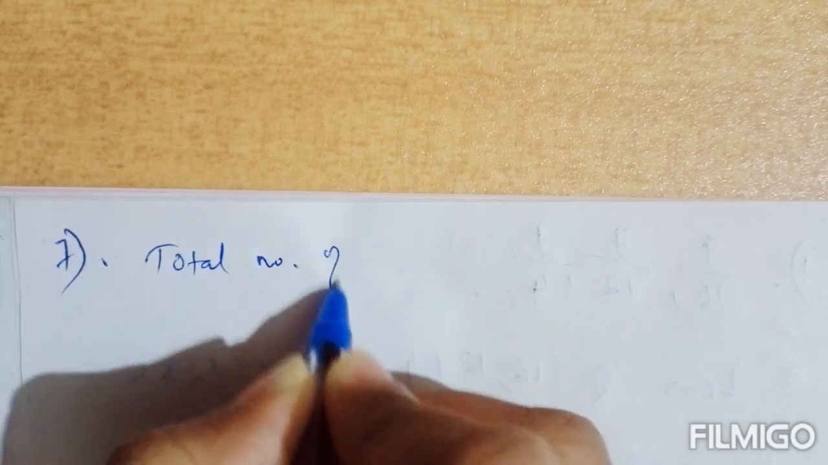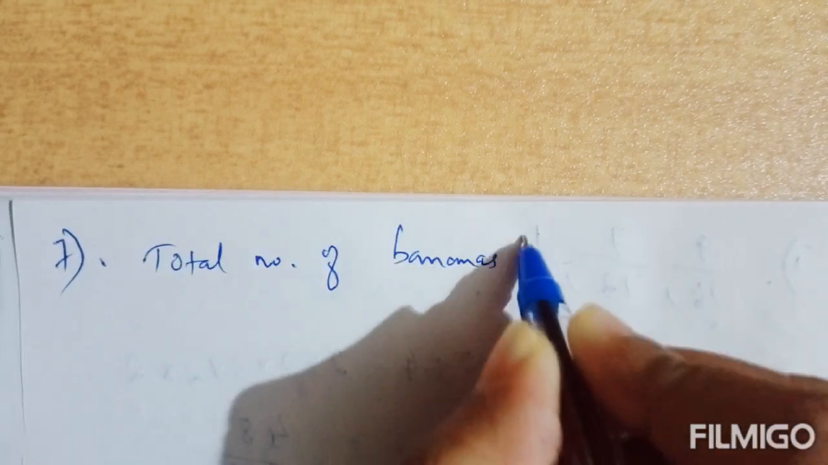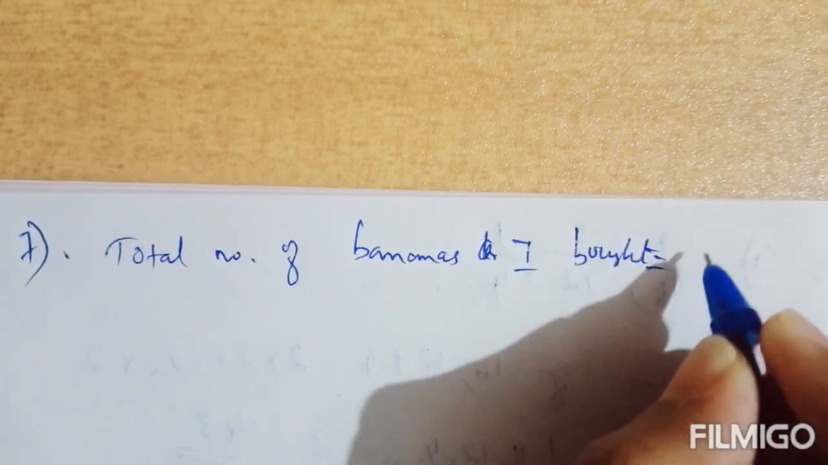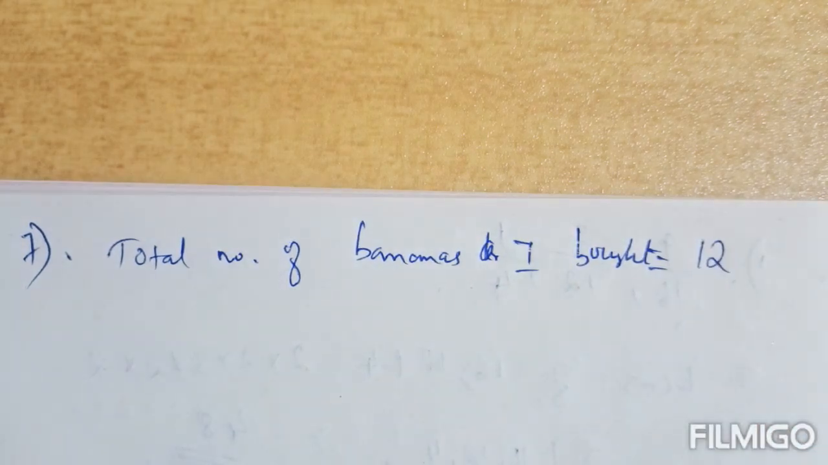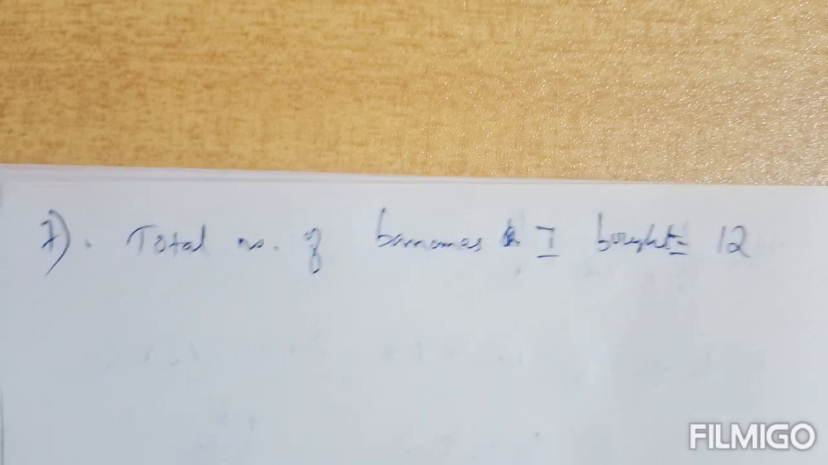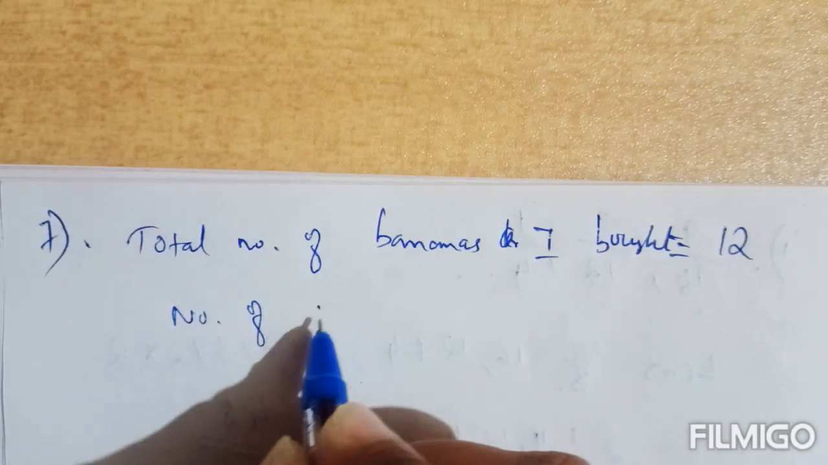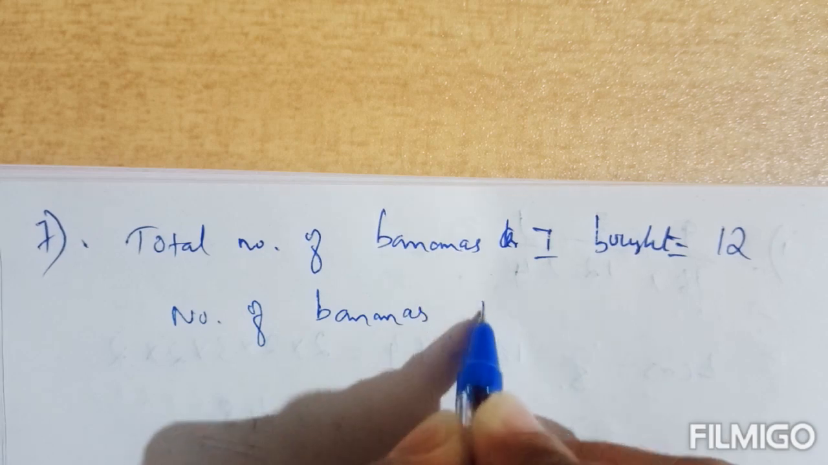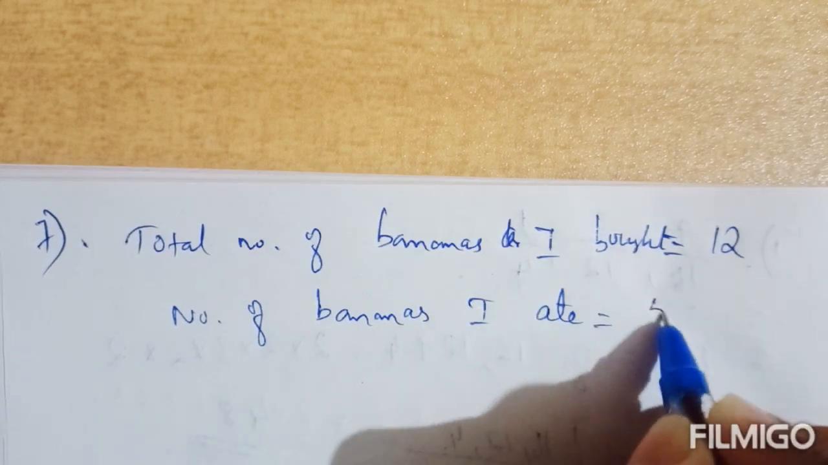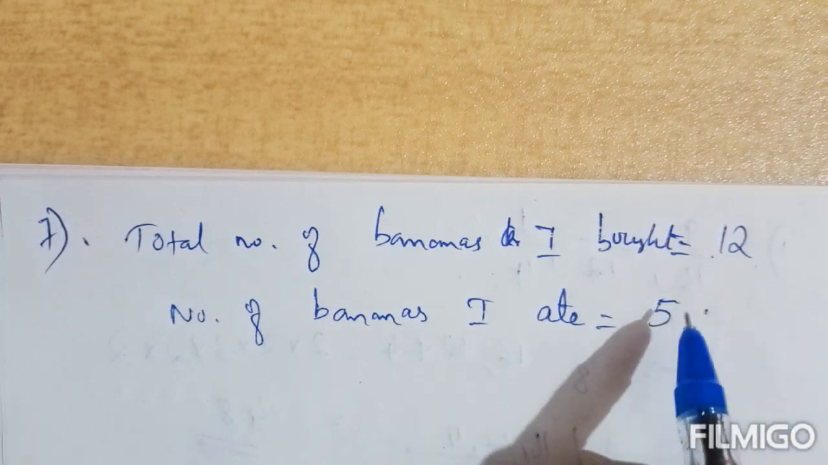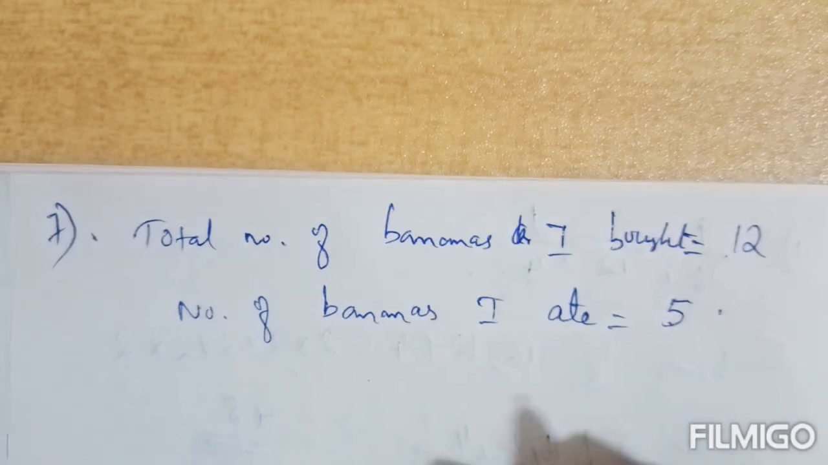So the total number of bananas I bought is 1 dozen. That means 12 bananas are there. In total 12 bananas are there, that means 1 dozen bananas. And the number of bananas I ate is given as 5. In total 12 bananas were there, and 5 bananas I ate.